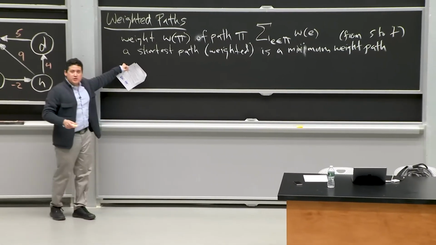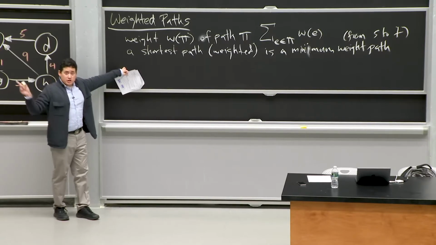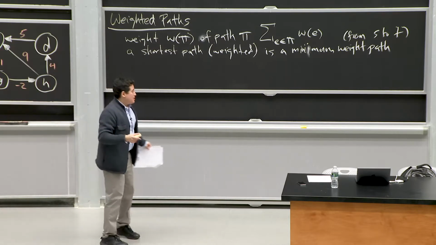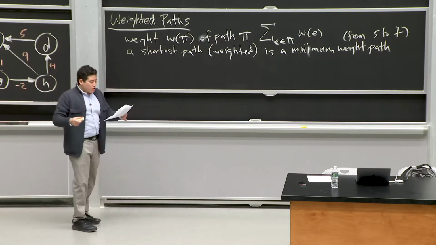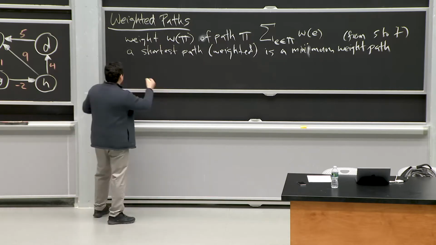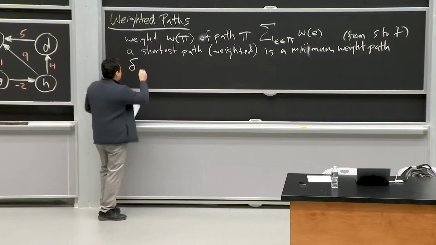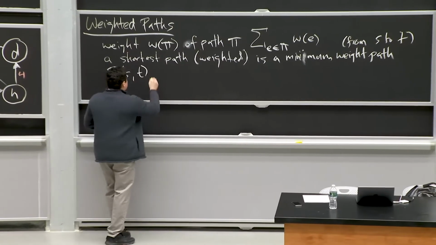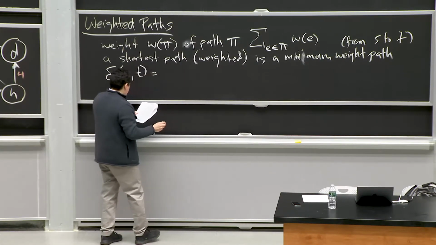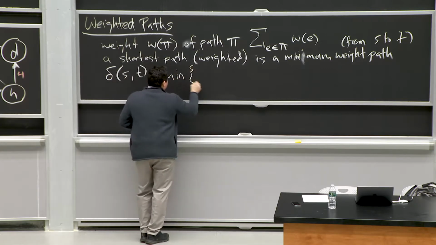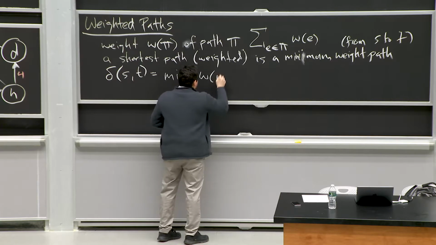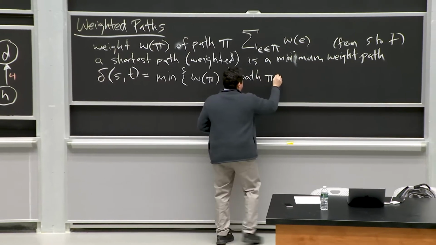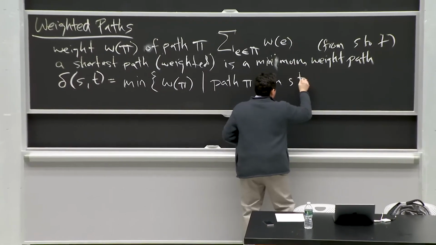Just like we did with breadth first search when we talked about shortest paths, we're going to define an expression for what the distance, or the shortest path weight, is between two vertices. I'm going to represent that by a delta. A delta from a vertex S to T is going to be, I'm going to do the wrong thing first, the minimum over the weight of all paths pi from S to T.